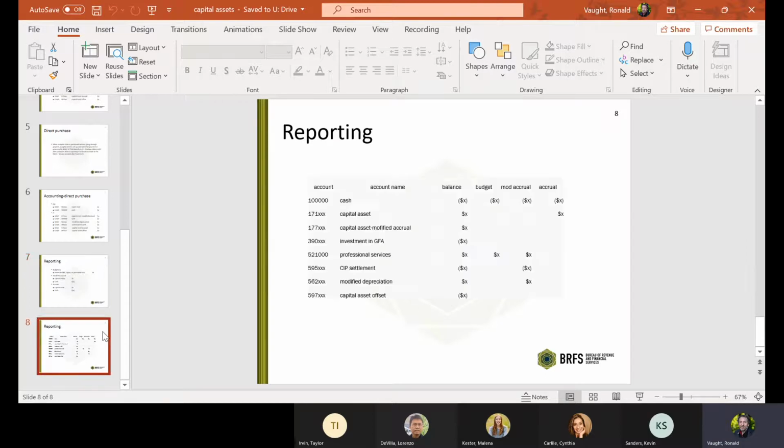Now, maybe this will help. So these are all the accounts that get hit. So you've got the cash, 171 capital asset, 177.